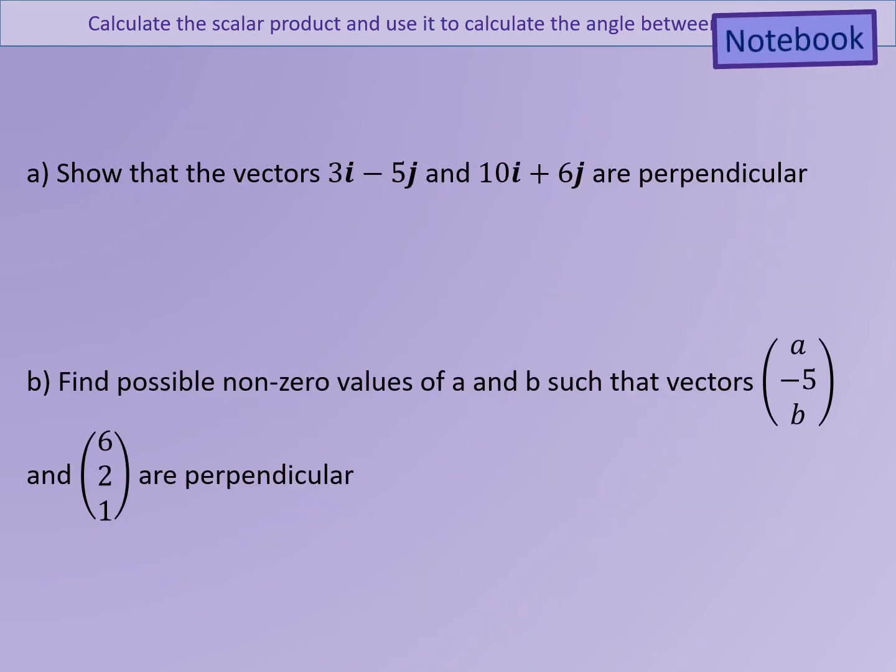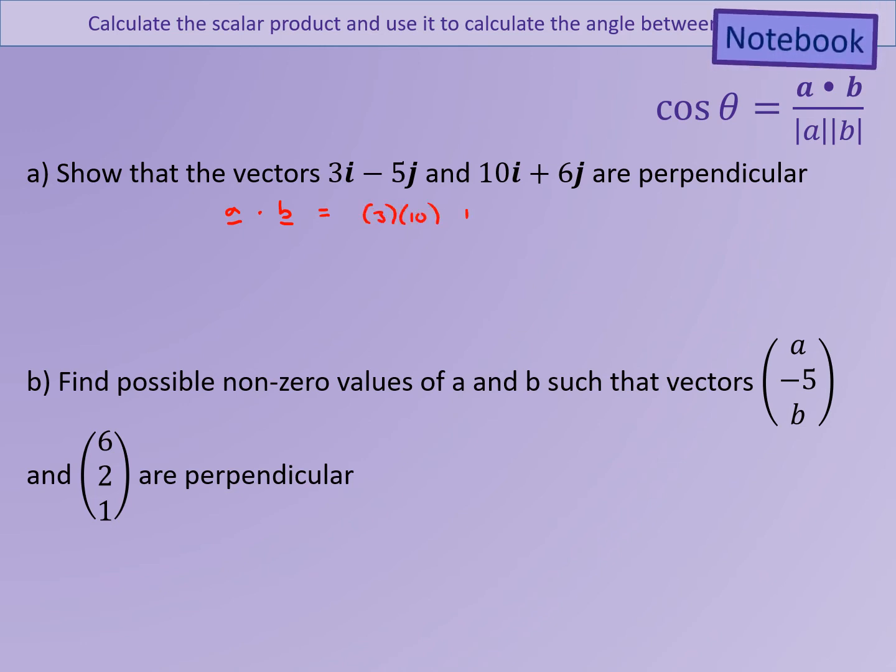The scalar product can also be used to show that 2 vectors are perpendicular, remembering that perpendicular vectors have an angle of 90 degrees. So here we're going to start by finding A dot B. So the scalar product of these two vectors are 3 times 10 plus -5 times 6. Remember, you can always convert these into column vectors if you prefer, or you can keep them in unit vector form. So here we get 0.